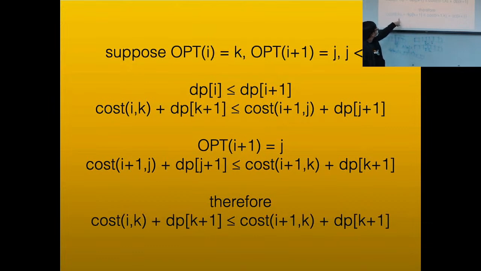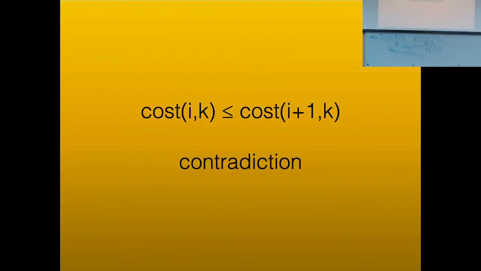Sorry, no. This part is the same one, right? And this is the same. So this part is smaller than this, right? But that means we can cancel out this, and we get cost(I,K) is smaller than cost(I plus 1,K), which cannot be, right? The cost of gathering these mines must be more expensive than gathering these 2 mines, right? So it can't be. So basically that's the proof.